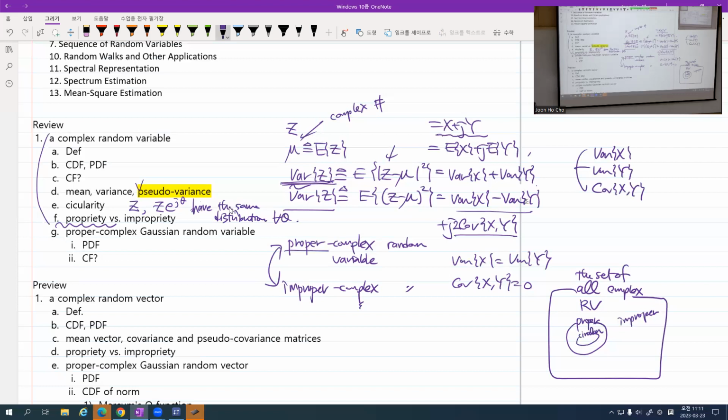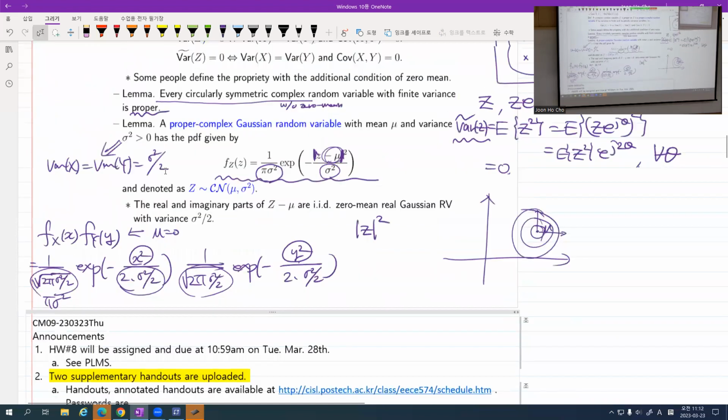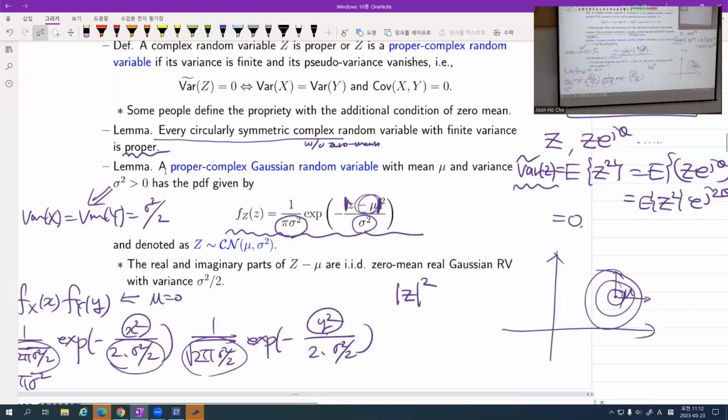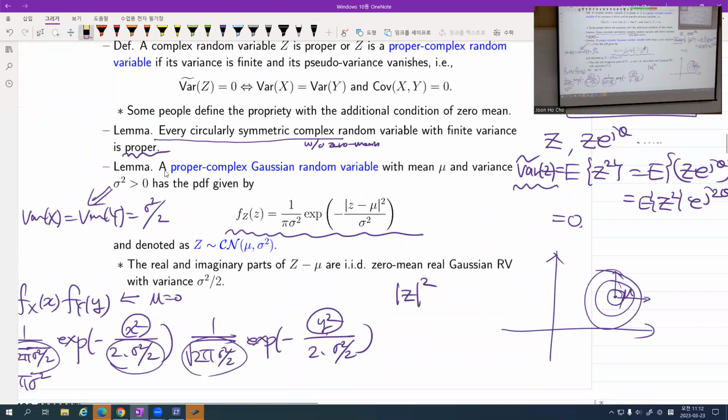By the way, proper has the noun form propriety. Got it? Right. So by adding propriety, we have a very interesting PDF. And what was that? That looked very similar to a real Gaussian random variable's PDF, but there were differences. So let's take a look at this again, because this is so important.